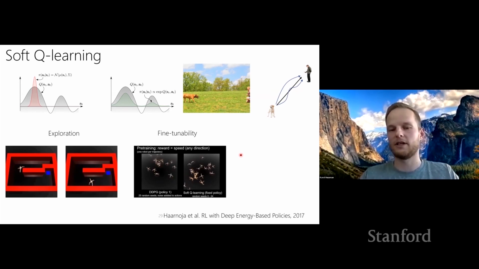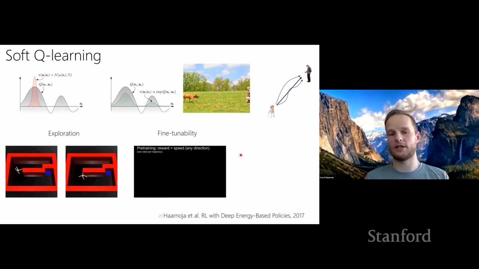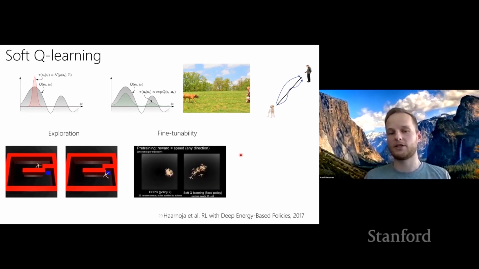Versus soft Q-learning allows the ant to explore all kinds of different directions and cover the state space a little bit better, because it's also trying to optimize for the entropy of the policy. So what that also means is that if we were to pre-train our policy with soft Q-learning, it will be much easier to fine-tune, because now our ant is a little bit more competent. It knows how to behave in many different conditions.